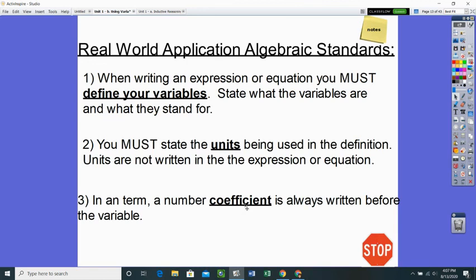So today we are practicing writing function rules from tables and real-world problems, and we're starting full force in our algebra discussion.